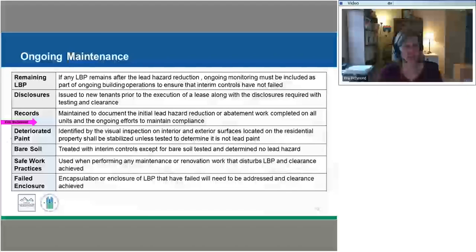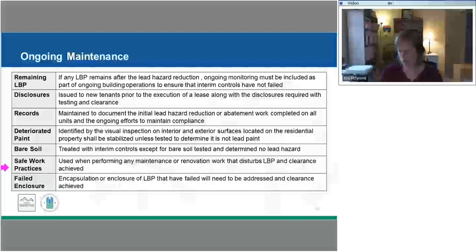If there was any deteriorated paint identified by those inspections, they need to be treated using paint stabilization. Again, this is during the ongoing maintenance period, unless it was tested to determine it wasn't lead-based paint. If there was any bare soil, that needs to be treated with interim controls, such as plants or shrubs or grass, or if it's soil and you want to do more of an abatement method, that could be concrete. All safe work practices need to be followed when performing any maintenance or renovation work that disturbs lead-based paint. We want to make sure we're using properly trained RRP renovators, and then ongoing maintenance, doing any type of repair that disturbs a surface that's above de minimis.